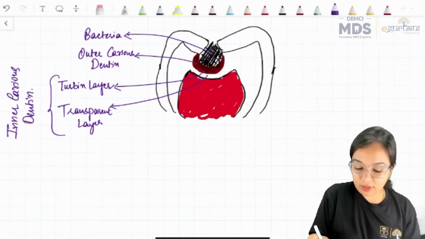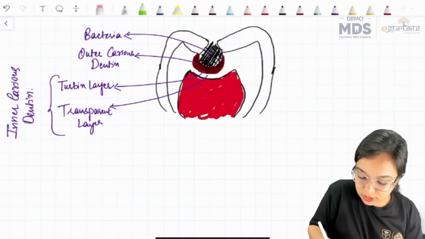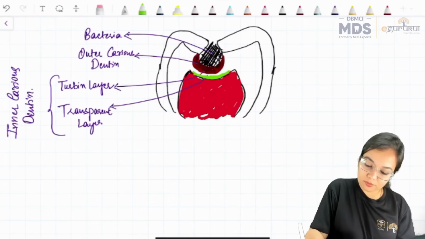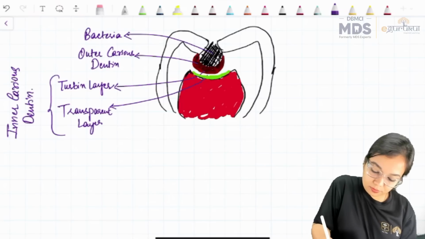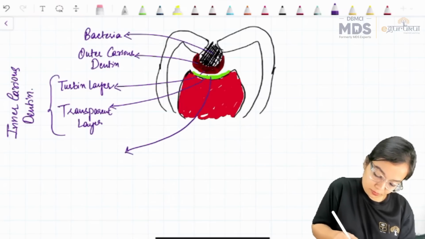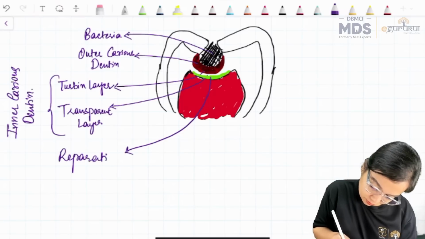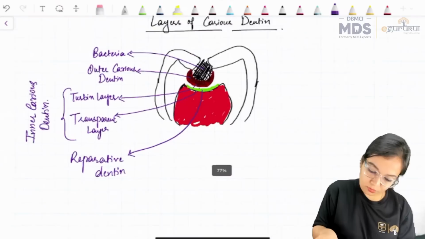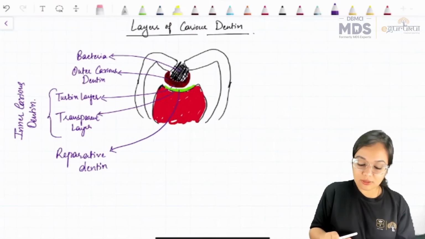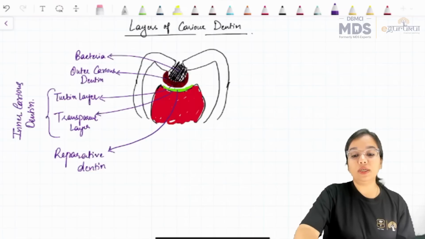And then we have a layer of reparative dentine that is close to the pulp. So these basically are the layers of the carious dentine.